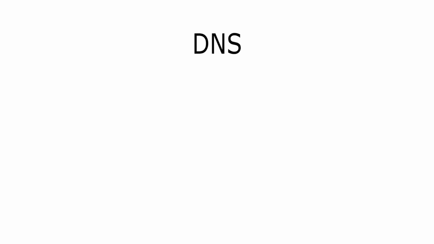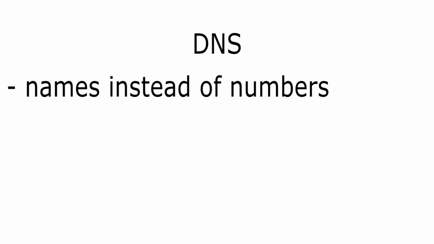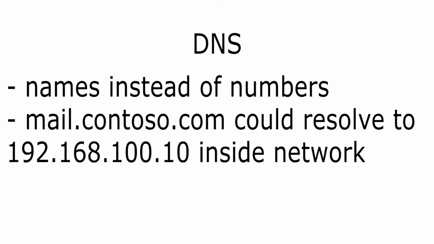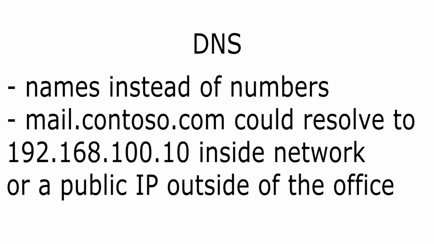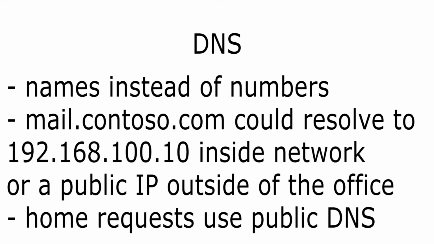Next up, DNS. It allows you to communicate with an easy-to-remember name instead of a string of numbers. For example, mail.contoso.com could resolve to 192.168.100.10 inside your network, but resolve to a public IP address when you're outside of the office. A request made from home, for example, would be handled by public DNS through the internet. This is the difference between internal and external DNS.